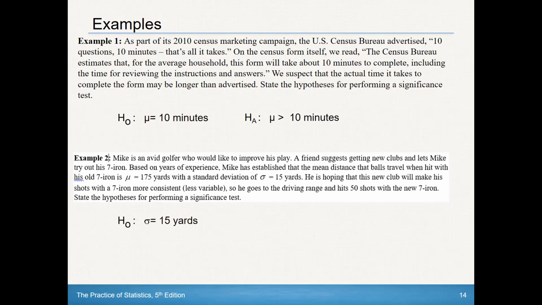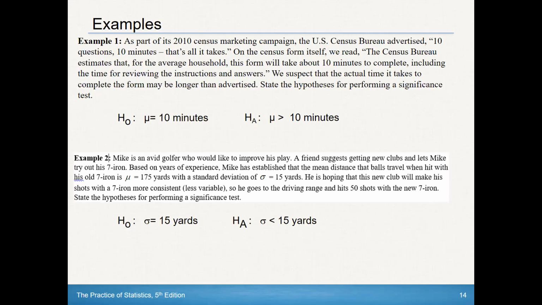He's hoping for what? Less variability. His alternative hypothesis with the new club is that sigma is going to produce a standard deviation less than 15 yards. I'll be more consistent with this new 7-iron. So I hope that gives you a little bit of a feel for these structures.